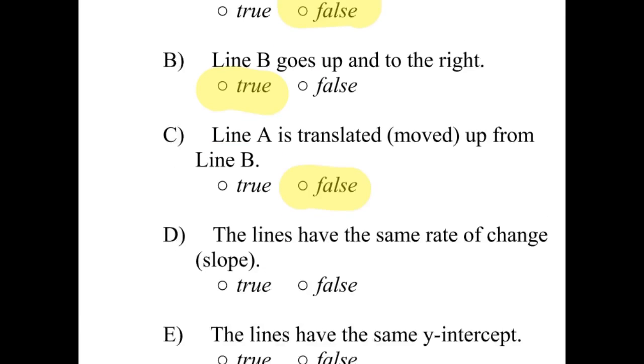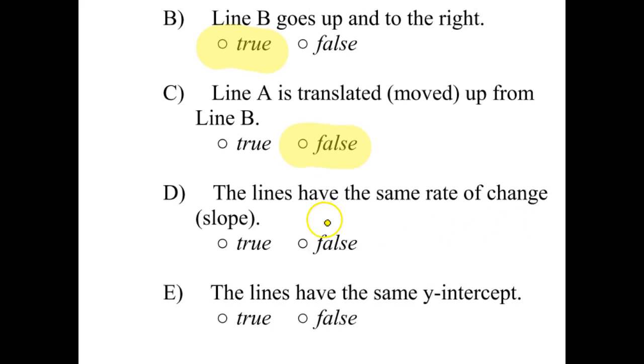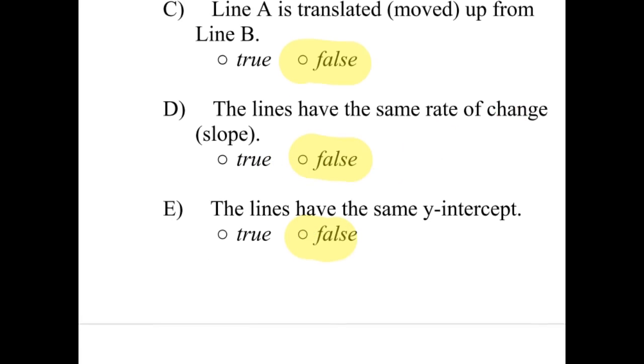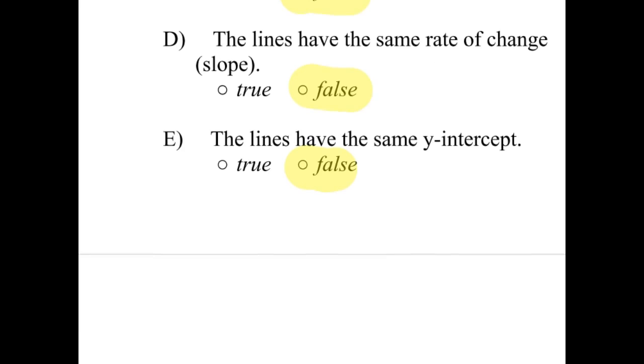Alright, let's keep going. Lines have the same rate of change, slope. No, one of them is 1/2, one of them is 1. That's not true. They have the same y-intercept. No, one of them has a y-intercept of 3, the other has a y-intercept of 0. So that's false. There we go. Alright, let's go on to page 3.